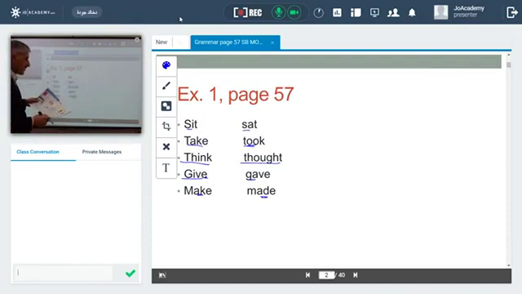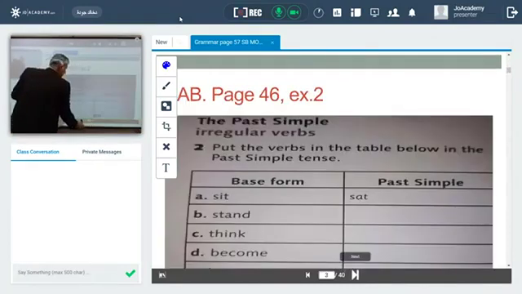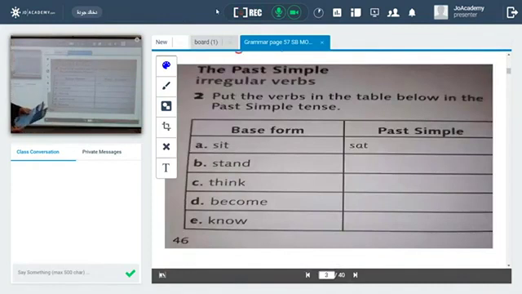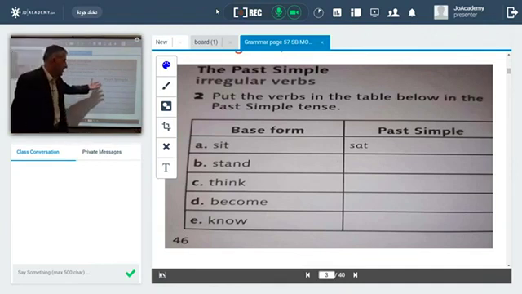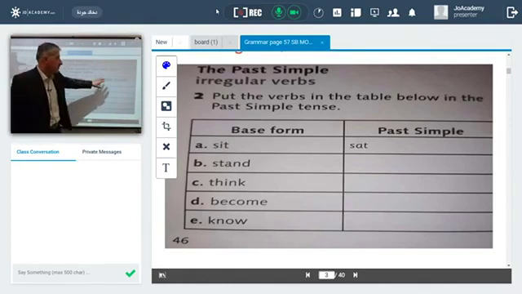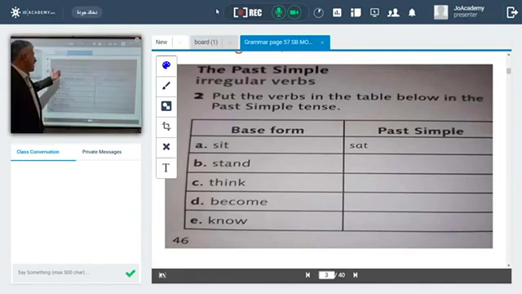And they ask us in pairs, as you can see. Okay. So now let's go to the activity book. We have here page 46 of your activity book. We have to do this exercise. In this exercise we have the list of some verbs, and we need to change these verbs from the base form into the past simple. Put the verbs in the table below in the past simple tense. So we just need to change them from the base form or simple present into past simple.